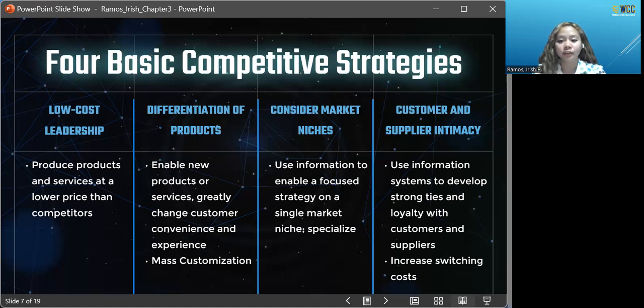Consider market niche. Information systems provide businesses with the ability to analyze customer buying habits, interests, and tastes in order to effectively target ever tinier target markets with advertising and marketing campaigns. Next, increase trust between customers and suppliers. Utilize information systems to fortify connections with suppliers and foster closeness with clients. Also, strong ties to clients and suppliers raise the retention rates and switching costs.